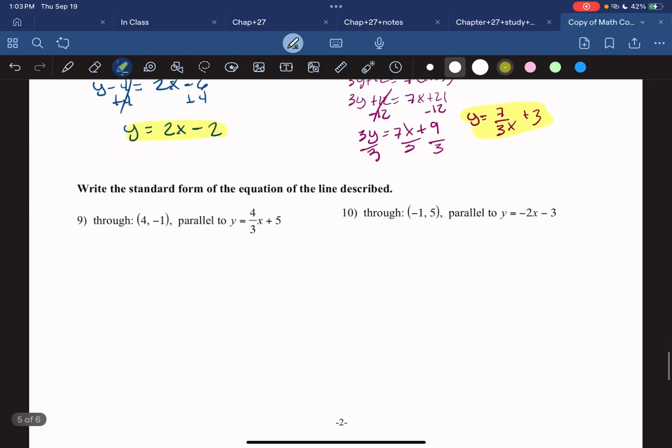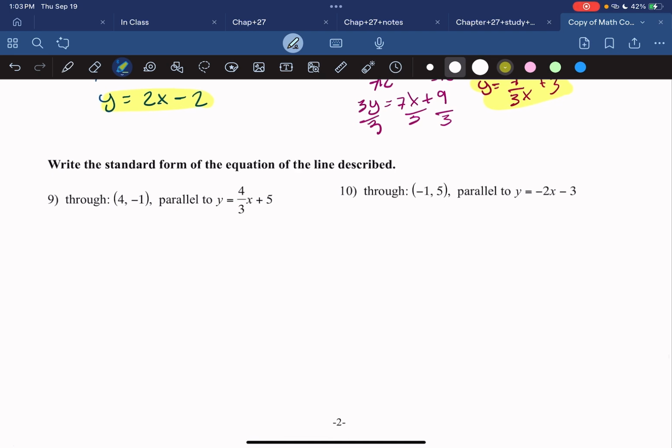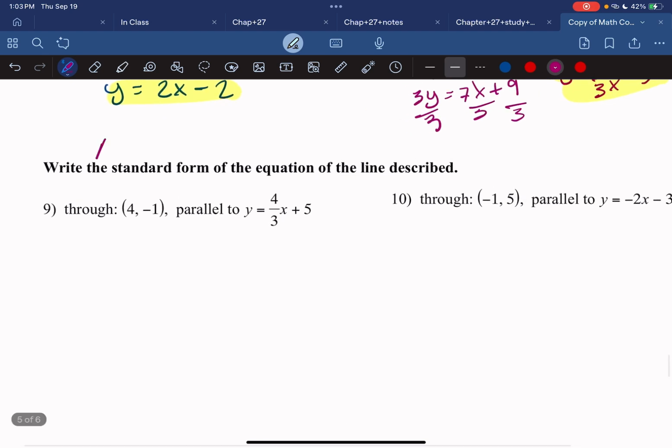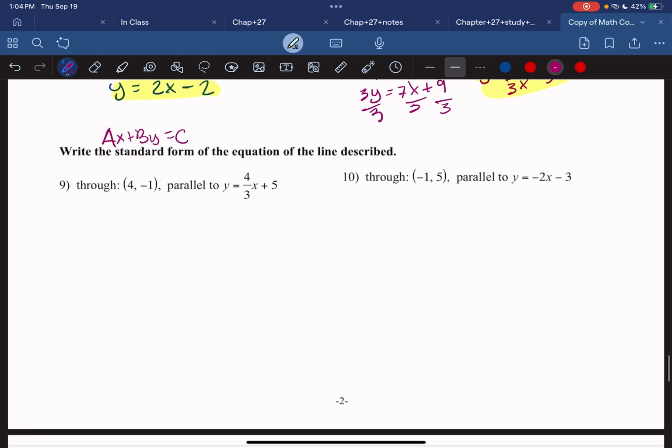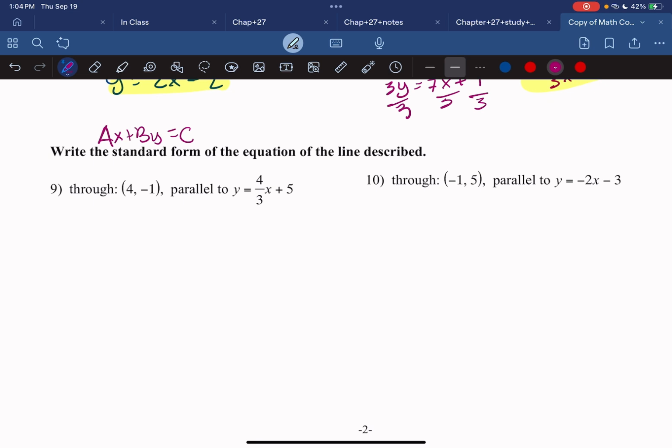2 more. Number 9. Write the standard form of the equation of the line described. Standard form we said was ax plus by equals c. We're given a slope, we're given points. In this case, it's parallel, which means that the slope will stay the same. You don't flip it, you don't negate it. If it's parallel, it's the same.